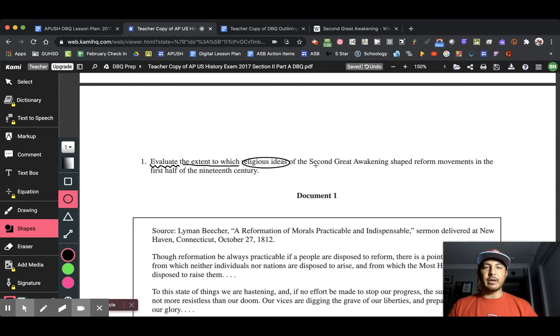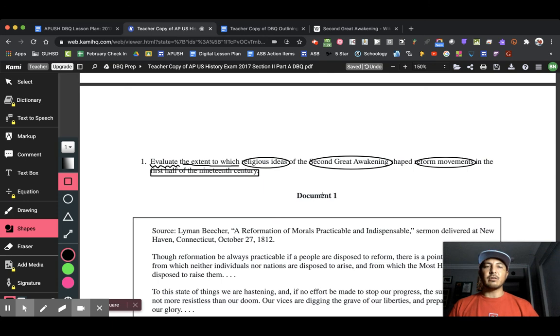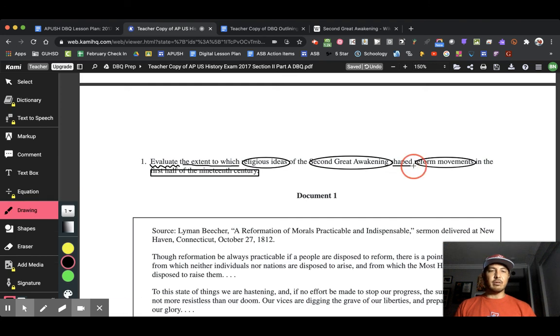Of the Second Great Awakening and how it shaped the reform movements. And then we actually box the time period, so the first half of the 19th century. So I like to go ahead and mark these items. I'm going to add a little more of an underline, because shaped, right? It's kind of like the word influence. And so this is how, using your pencil, I would physically mark this in class. But it's showing you, using Cami and this DBQ, what it looks like, right?